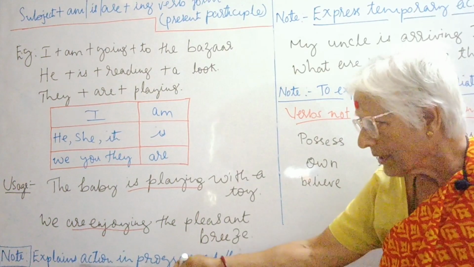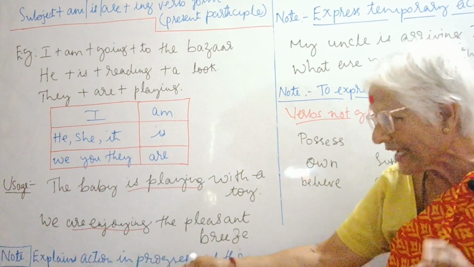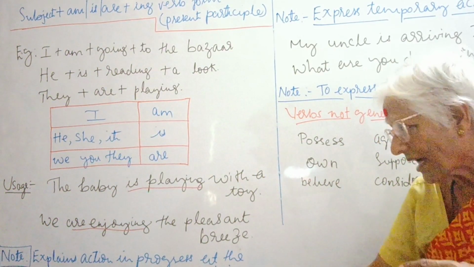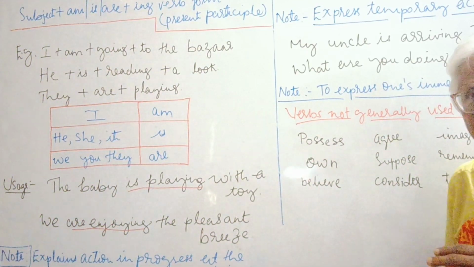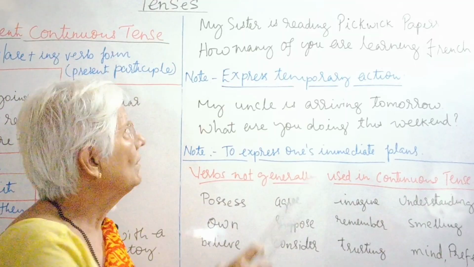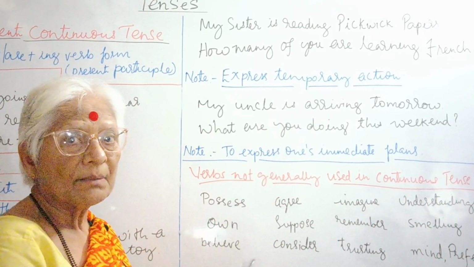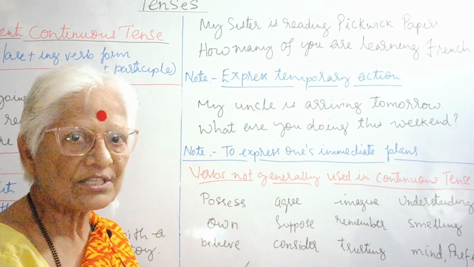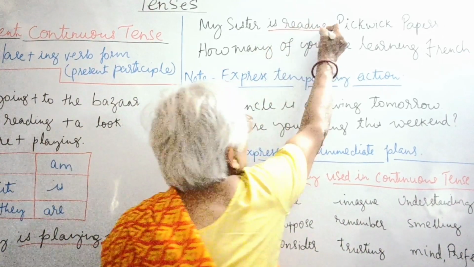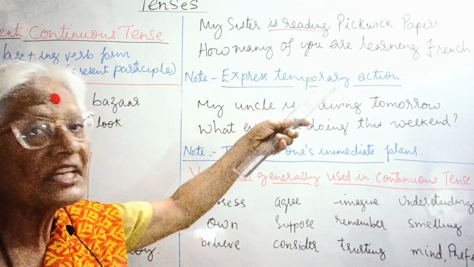Okay? So the note you have to remember is that the present continuous tense explains action in progress at the time of speaking. Clear? Shall we go ahead? Look at this example. My sister is reading Pickwick Papers. Pickwick Papers is a novel by Charles Dickens. So she's reading that novel. Present continuous tense. How many of you are learning French?